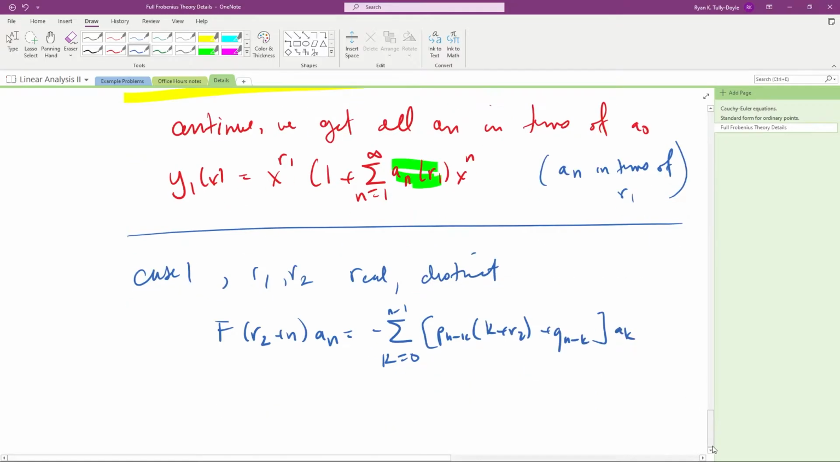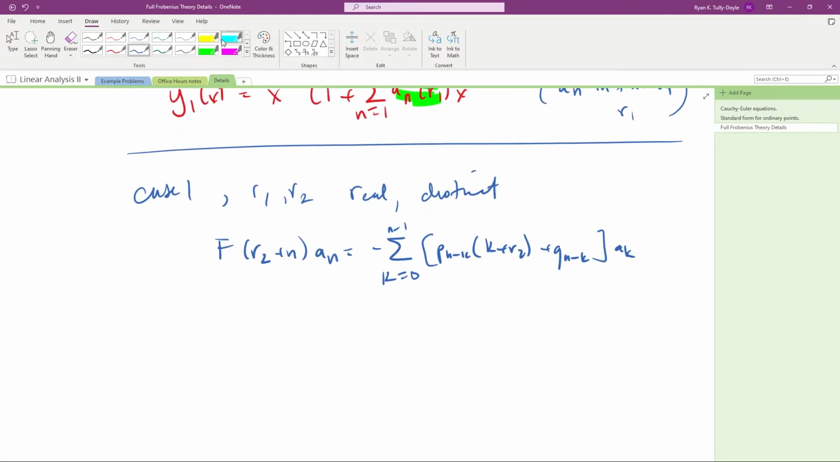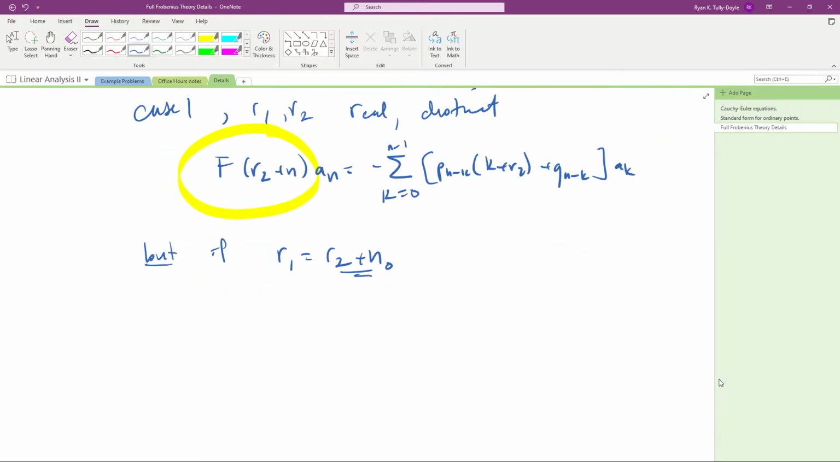So what do I mean again? What we did last time was we took this and we divided it on both sides. If R1 is equal to R2 plus some integer, remember R1 is larger, then what will happen is f of R2 plus n naught will be equal to f of R1, which will be 0. And I wouldn't have been allowed to divide by f of R2 plus n for every value of n. As long as that doesn't happen, I can do the same thing again.